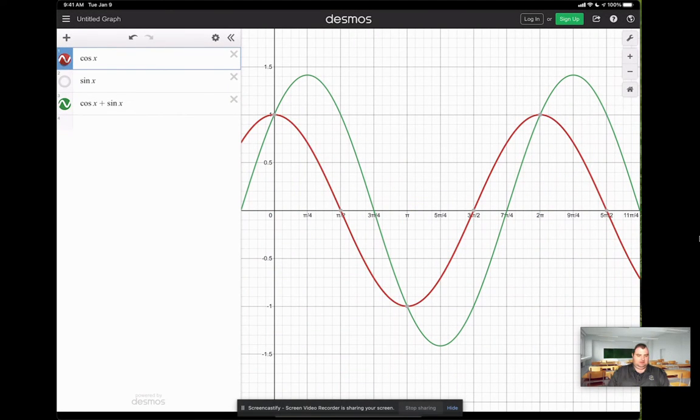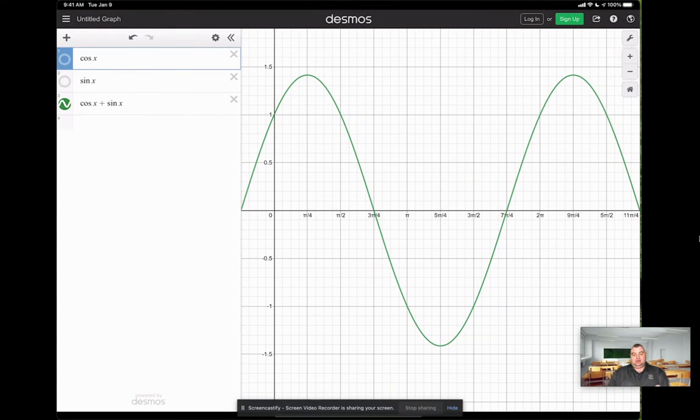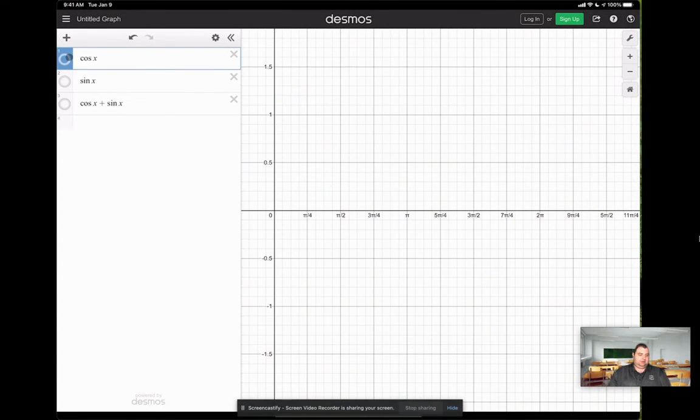Let me take those out to make it easier to see, and you see that's what it does. It does have that wavy shape, and then comes up, then it comes all the way down over here, and it comes back up again here at 2 pi. So that's A, cosine plus sine.